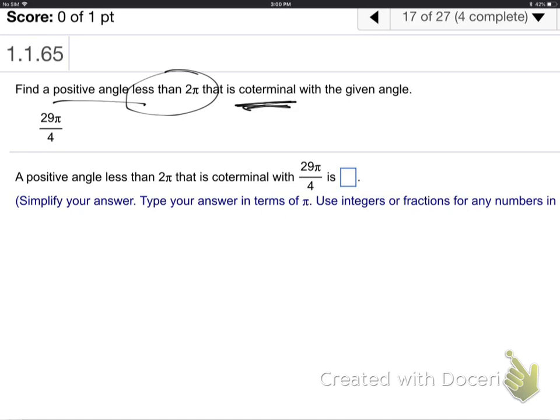And remember, 2 pi is all the way around in radians. Pi is halfway around. So they're giving me an angle way more than all the way around, quite a few times. And they want me to boil it down to be less than 2 pi. In other words, they don't want these extra spinnings around. They want it to be less than all the way around. Less than 2 pi.